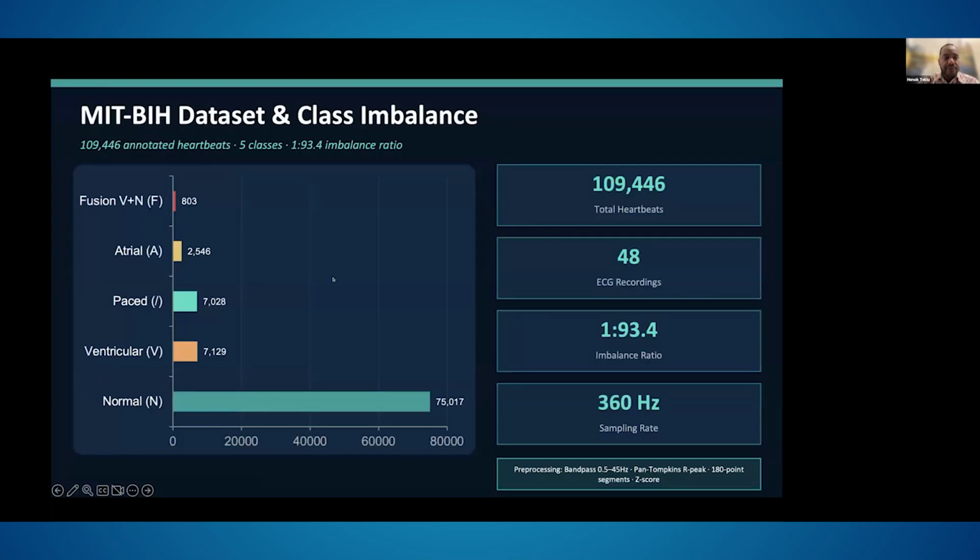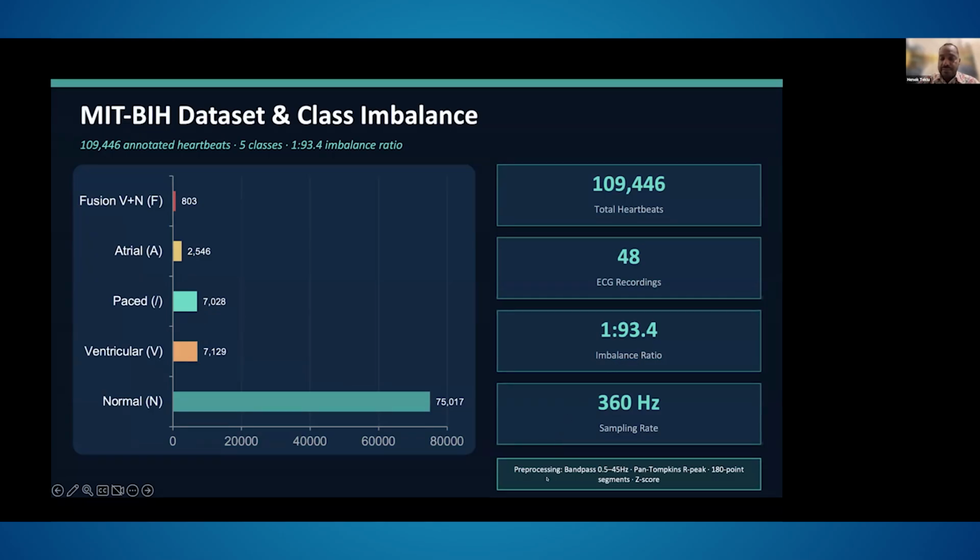The data set that we have used is the MIT-BIH data set. As you can see from this data set, we have a total of almost 110,000 heartbeats. The imbalance ratio between the normal and the abnormal arrhythmia classes is 1 to 93.4%, which is very large. So we need to make sure that this gap drops.